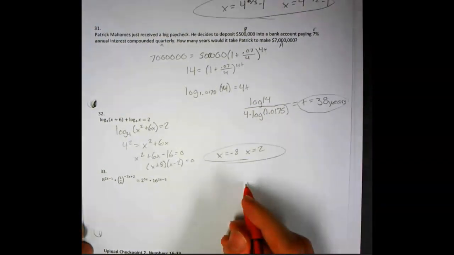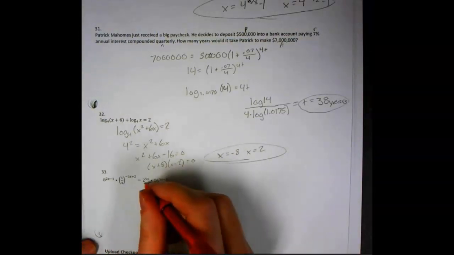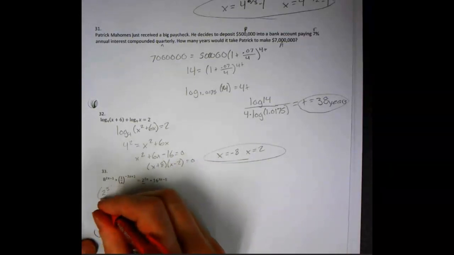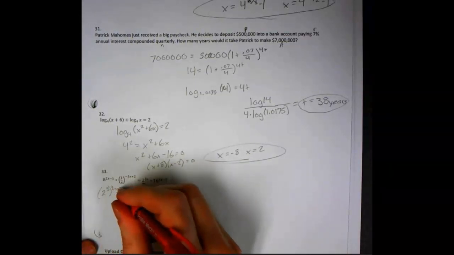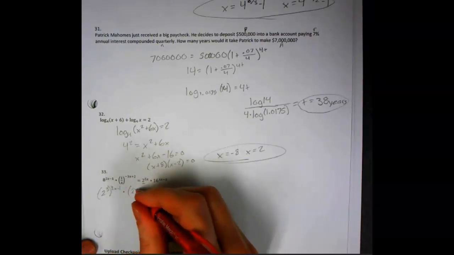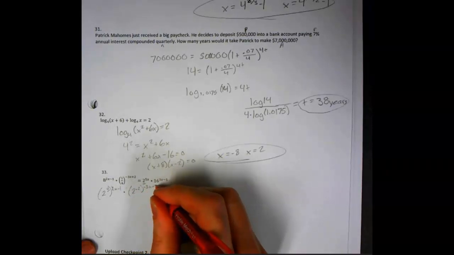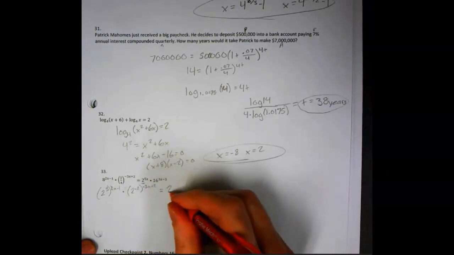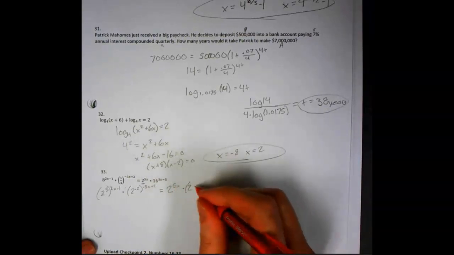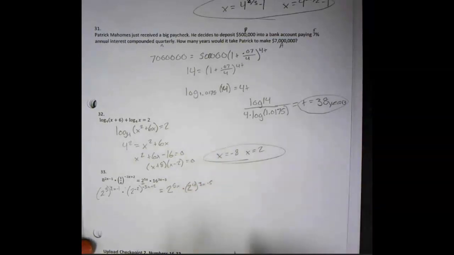For problem 33, we need to get everything to the same base. So our smallest base is 2. So we'll have 2 to the third, 2x minus 1, times 2 to the negative 2, negative 3x plus 2, equals 2 to the 5x, times 2 to the fourth, 3x minus 5.